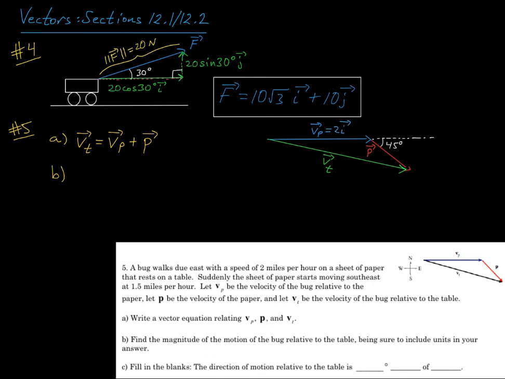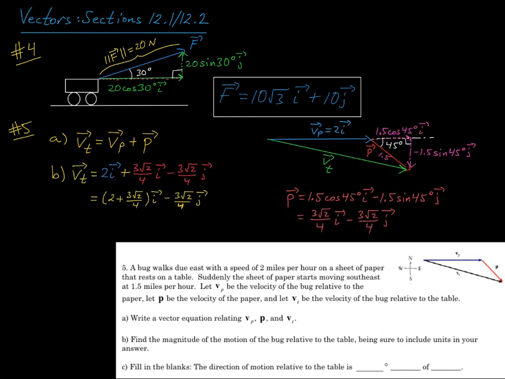Okay, so to do that, as we already noted, since the paper's moving in the direction southeast, this angle between the horizontal and Vp will be 45 degrees. And since the velocity of the bug relative to the paper had a magnitude of 2 miles per hour, and due east is just to the right, Vp is 2i.